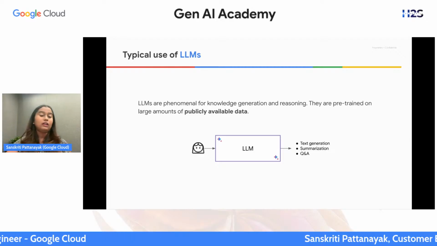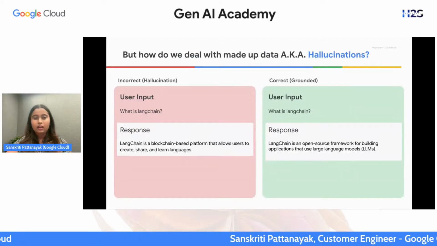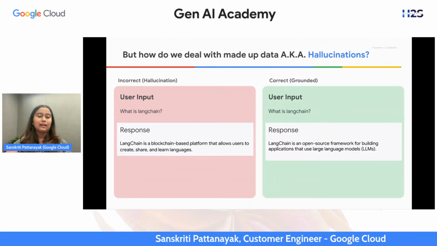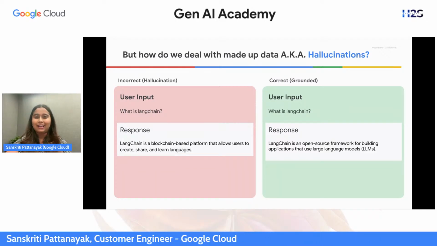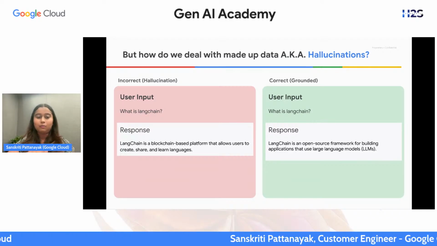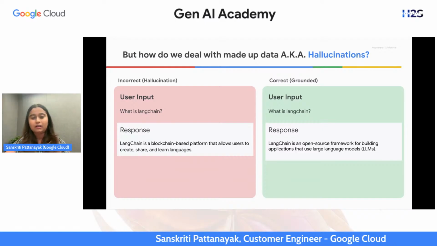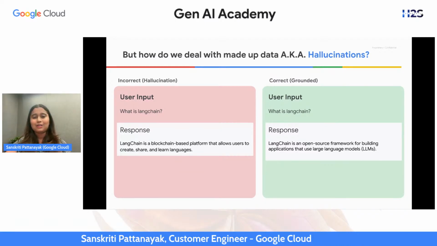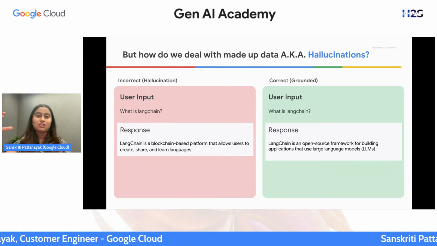Now, this is not necessarily going to be enough. For example, let's say I ask a question saying what is langchain, right? 2 years, 3 years back, langchain didn't actually have a meaning. So it would simply say that, hey, langchain is a blockchain based platform, right? Now that's completely wrong. So to be able to not hallucinate, sometimes we need to pass contextual information, which is more new.